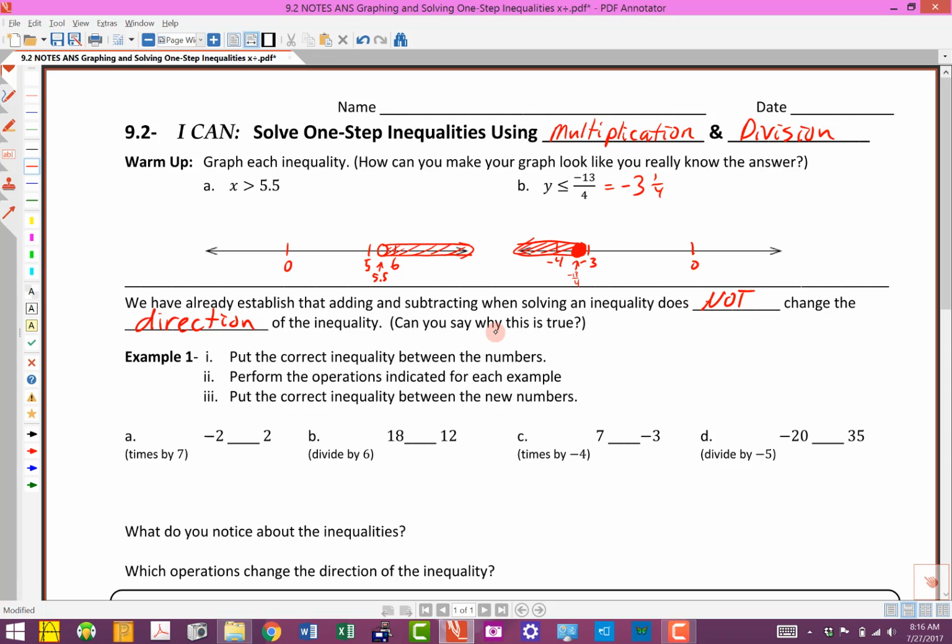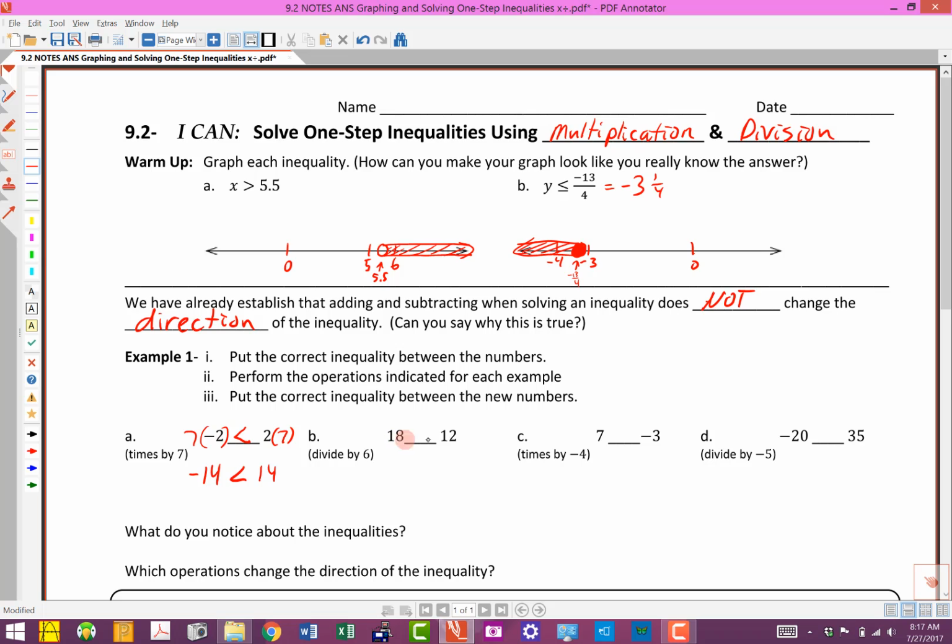So again, same type of exercise we did before, but this time we're going to be using multiplication and division. It says put the correct inequality in between the numbers, perform the operation, and then put the correct inequality between the new numbers. So let's go ahead and do this. Negative 2 and 2, that's going to be a less than. Then we're going to multiply both sides by 7, using the parentheses to indicate that implied multiplication. Always put it around the second one. So this is going to be negative 14 here and 14 here. And then negative 14 is less than 14, so it goes like that.